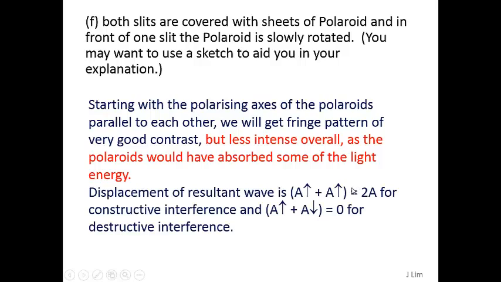The displacement of the resultant waves is given as follows. Both of them are parallel, so the resultant amplitude is 2A for constructive interference, and when one is up and one is down, it will cancel, so you have a destructive interference.